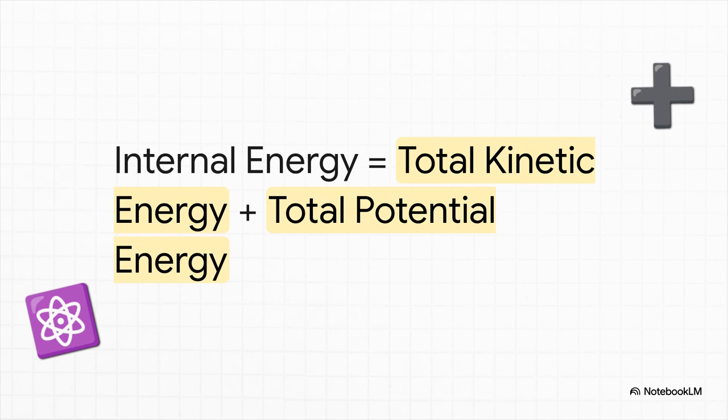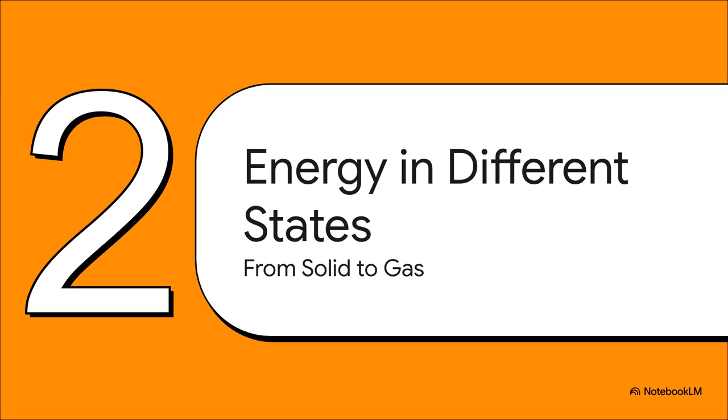So it all boils down to this really simple core idea. The internal energy of a thing is just the total kinetic energy of its moving particles, plus the total potential energy stored in the bonds between them. That's it. That's the whole shebang. All right, let's build on that. Now that we've got the what, let's look at the how. How does this internal energy actually play out when something changes state? You know, from a solid to a liquid to a gas.